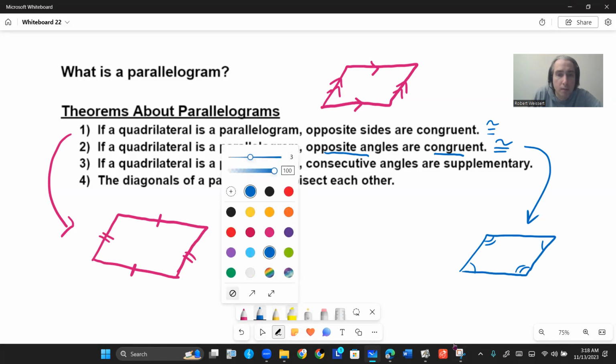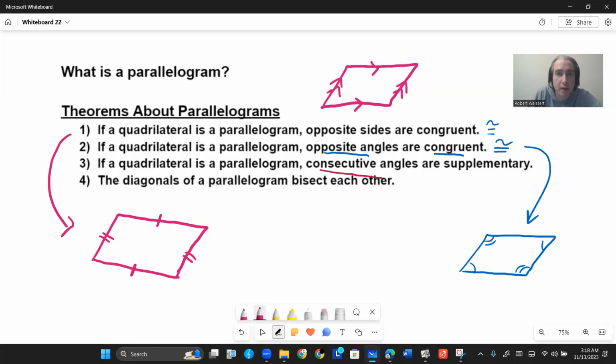All right. Next, a quadrilateral is a parallelogram if consecutive angles are supplementary. Supplementary means they add to 180 degrees. And so that would look something like this. You can draw yourself a parallelogram, and let's say you have an angle here, we'll call it X. Well, we know that opposite angles are congruent, so that would be X. This angle here is just going to be 180 minus X. Same with over here.